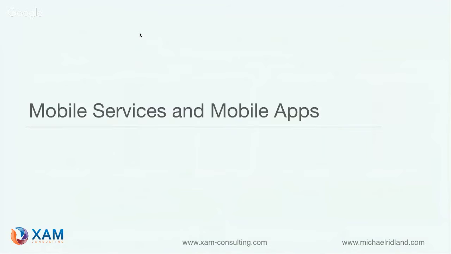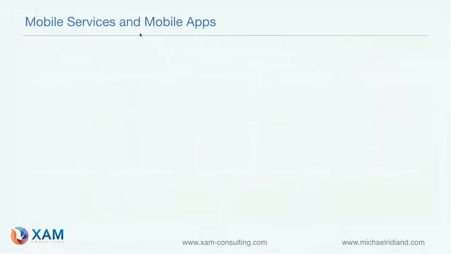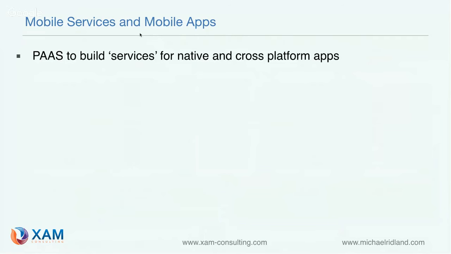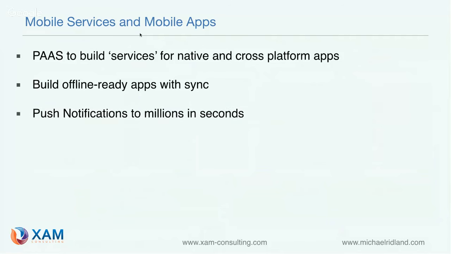So let's talk about the mobile services and the mobile apps. Mobile services and mobile apps are a platform as a service to build services for native and cross-platform applications. So it's got built-in features for offline and synchronization. That offline is actually something that works on the client side. Well, it's got an API which is available on the client side, and it works on the server side. So you don't actually have to do any manual coding. It has the features built into the back end on the platform, and then also the native SDK takes care of a lot of the heavy lifting for you.